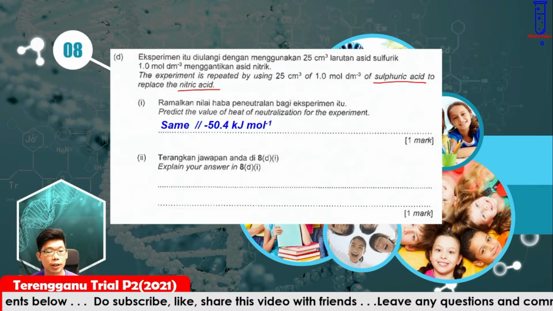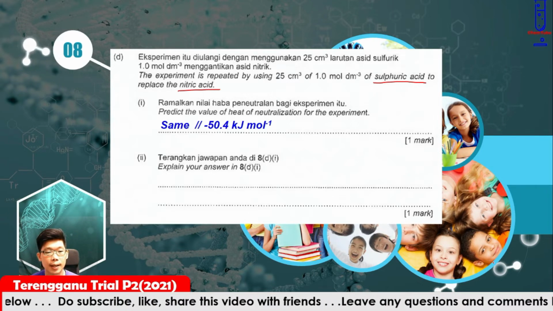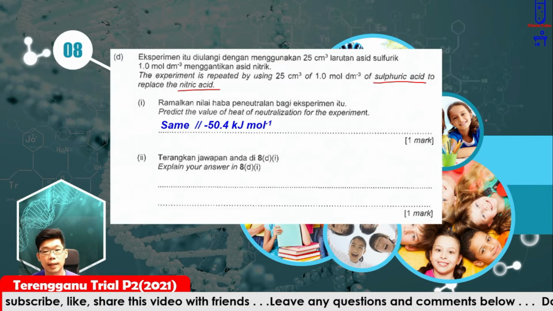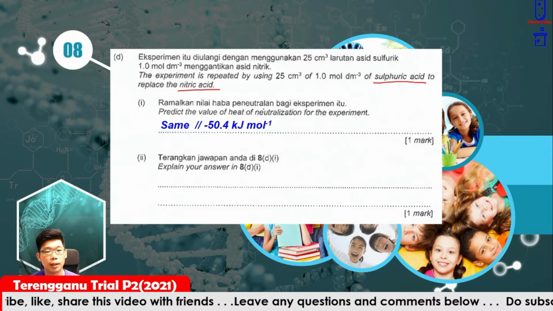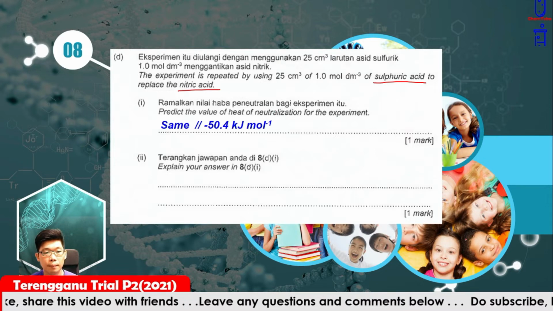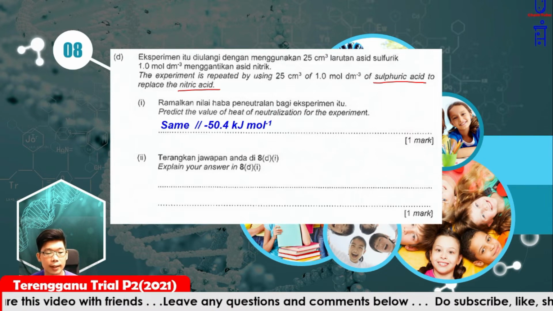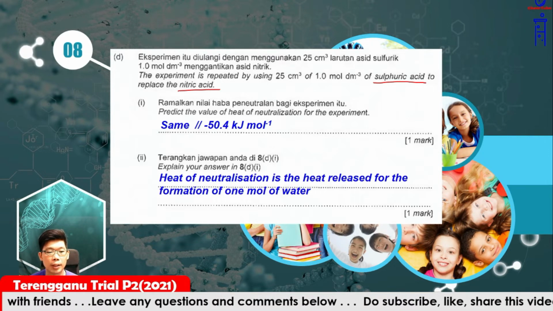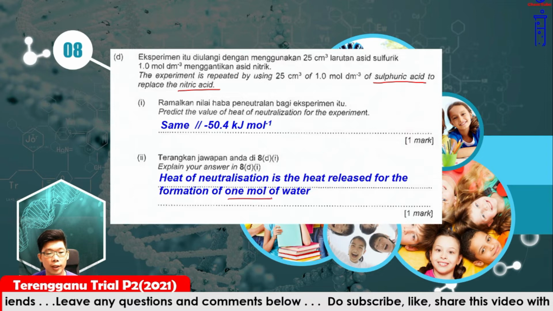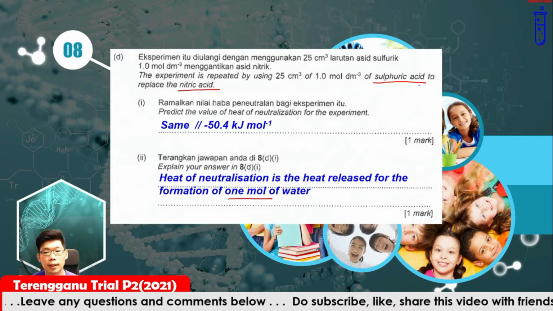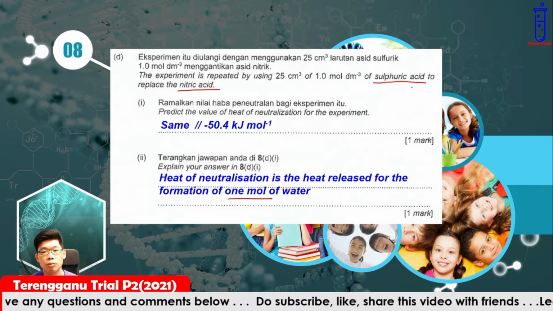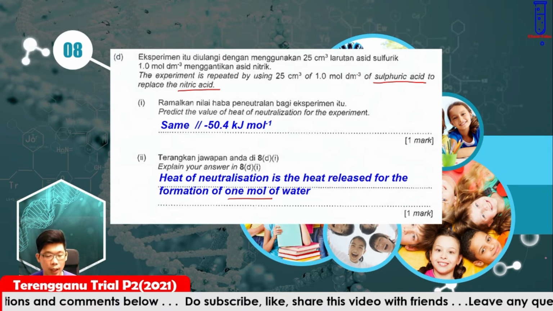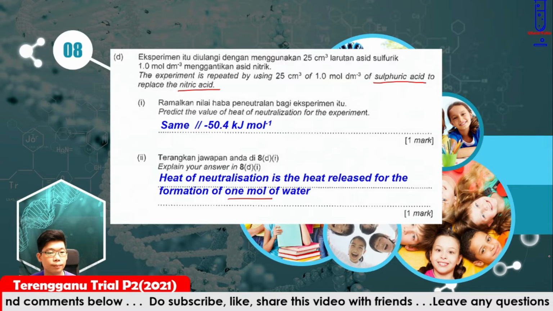Yes, the reaction will produce the same heat of neutralization. You'll be confused why the diprotic acid, the heat of neutralization is still the same. Okay, explain your answer. Because the heat of neutralization is the heat released for formation of 1 mole of water. Okay, because sulfuric acid, if you see, will produce 2 moles of water. So if you divide by 2, you still get the same heat of neutralization.